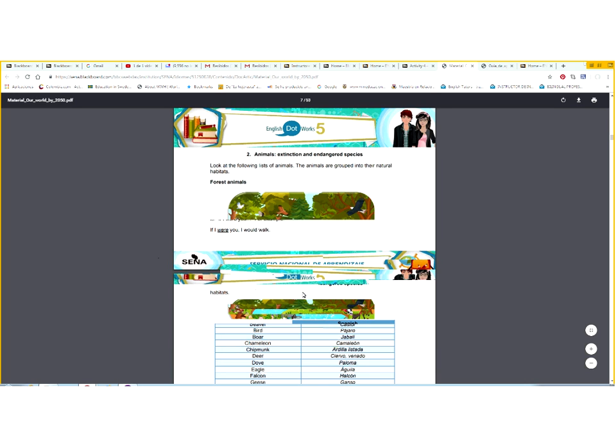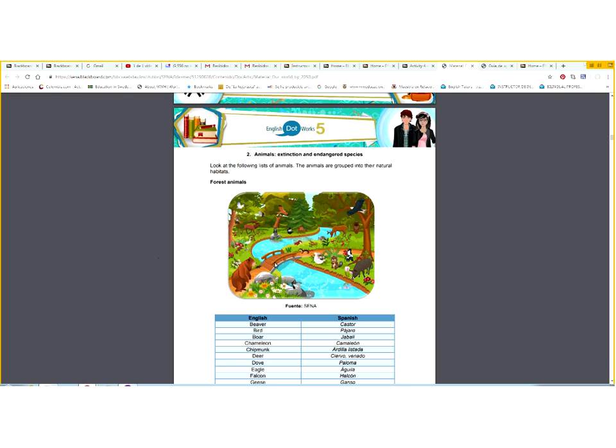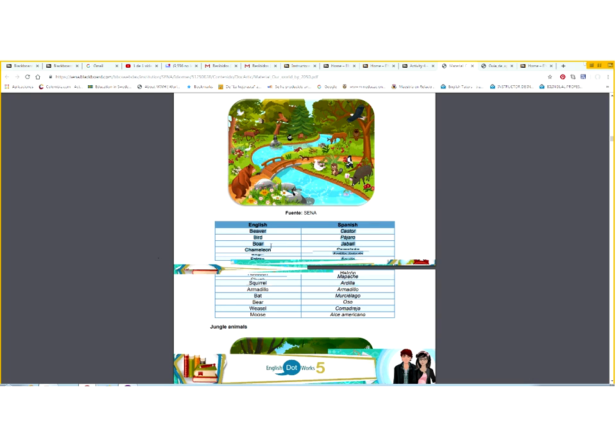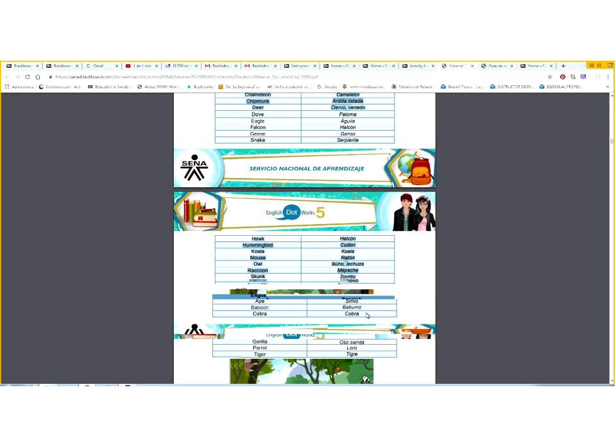Number 2, animals in extinction and endangered species. You see some vocabulary here that you will have to study in English and Spanish.